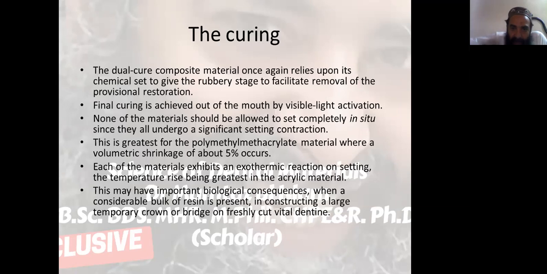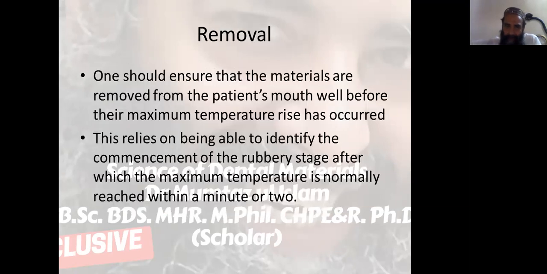This is greatest for the polymethyl methacrylate material, where a volumetric shrinkage of about 5% occurs. Each of the materials exhibits an exothermic reaction on setting, the temperature rise being greatest in the acrylic material. Already we know this. This may have important biological consequences when a considerable bulk of resin is present in constructing a large temporary crown or bridge on freshly cut vital dentin.